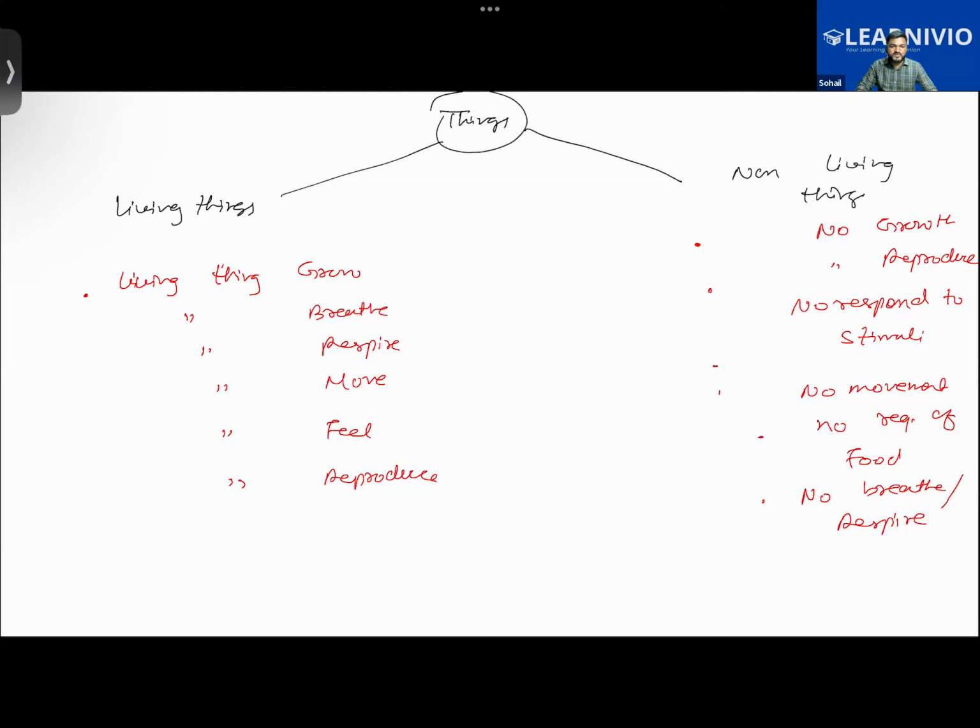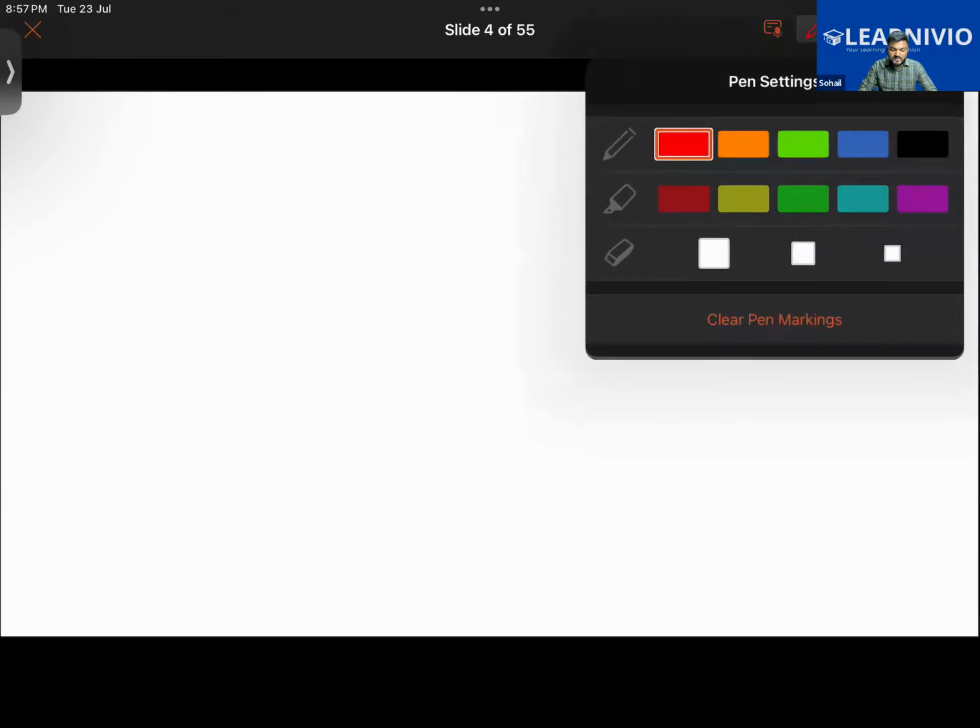So those are the characteristics of non-living things. Hope you have understood this. We are going to be talking about the properties of materials, but before that, let us get some more concepts clear. I have been using the term materials moments ago. So what basically is a material? A material is a physical substance that is used to make different things.